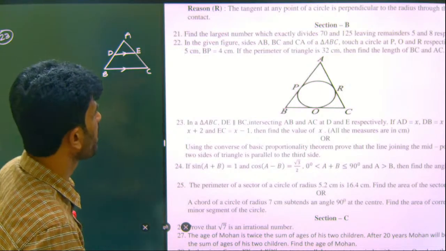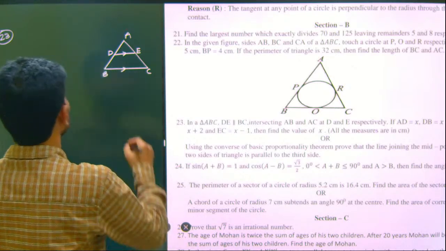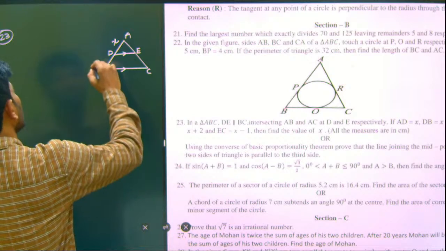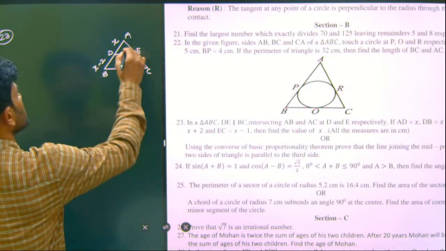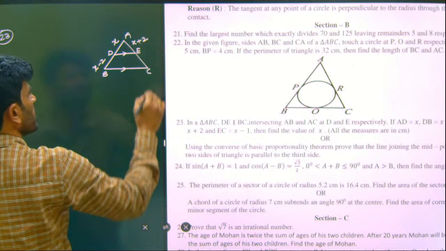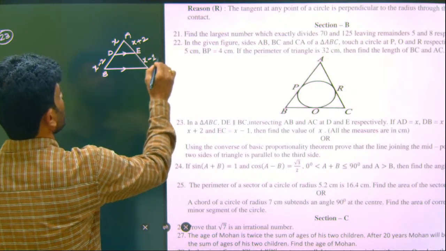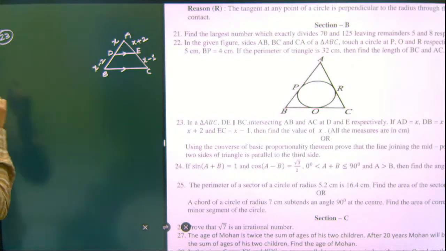DE is parallel to BC, and AD is equal to X. It is given AD is X, and DB is equal to X minus 2. AE is X plus 2, and EC is X minus 1. We have to find the value of X. So which basic proportionality theorem can we use?